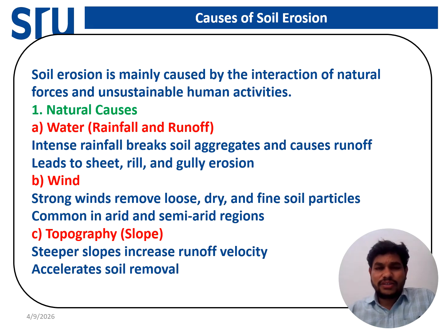Then what are the causes or factors responsible for soil erosion? We will categorize them into two: natural factors, or natural causes, and man-made causes. The first one is water. If there is higher rainfall, it will break the soil aggregates and form crusting and compact soil. That crusty and compact soil will not allow water to infiltrate, or the permeability of that soil will be reduced, so that runoff will occur.